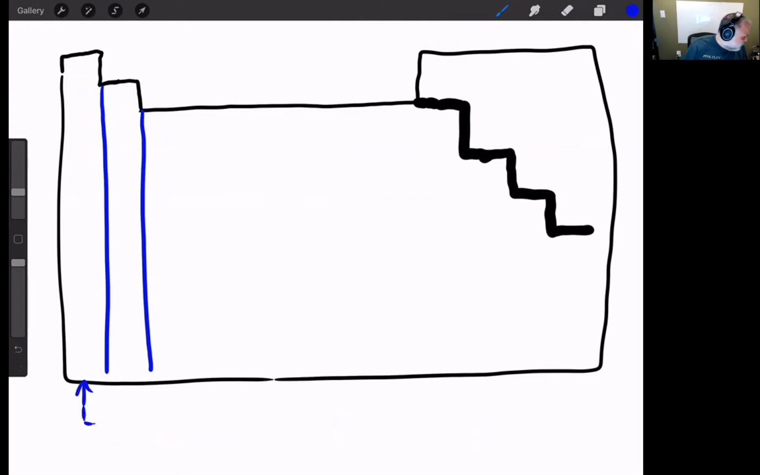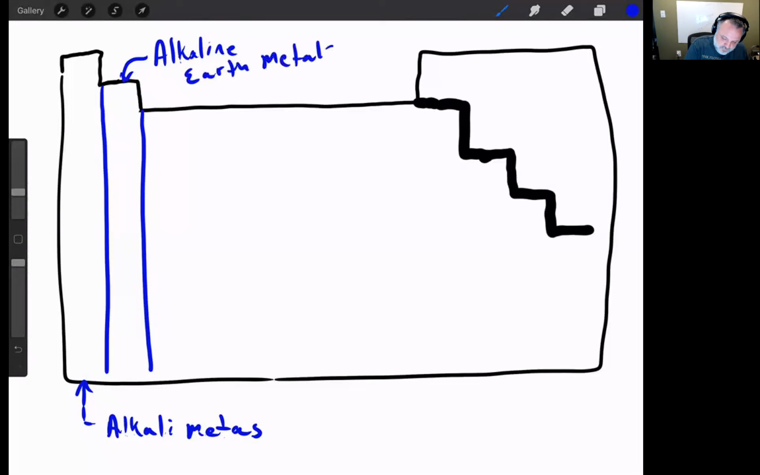This one is called alkali metals. And this one is called alkaline earth metals. This is group 1. And this one is group 2. Okay, there's a couple of other groups that you need to know.